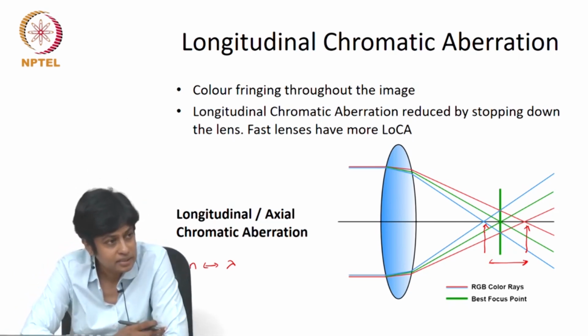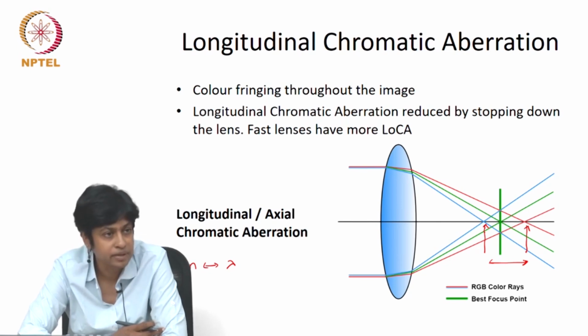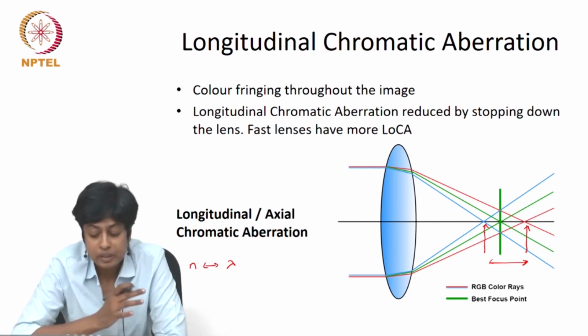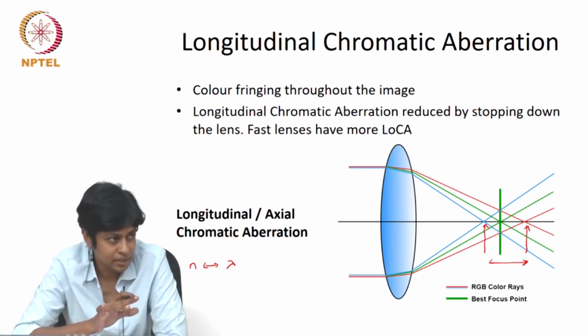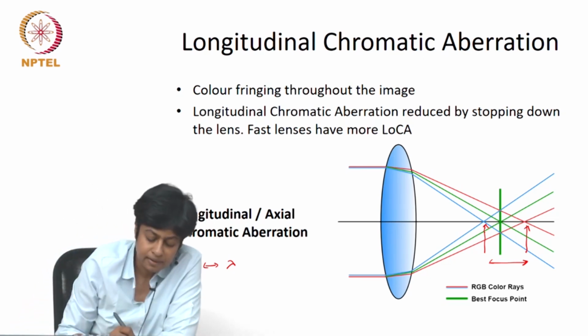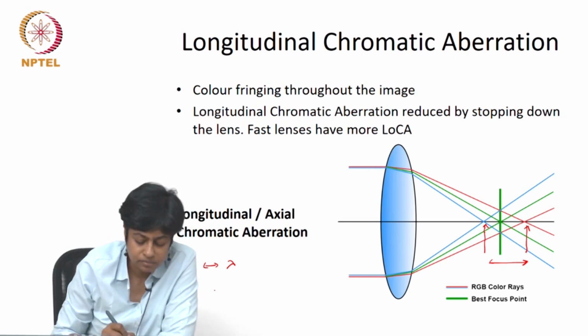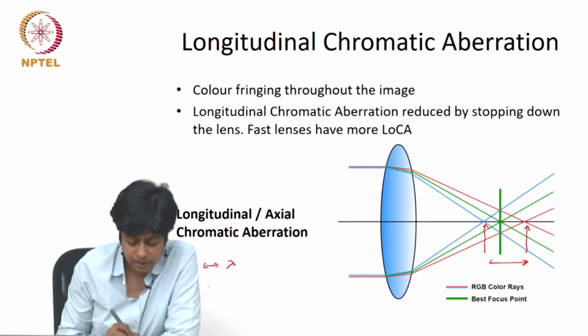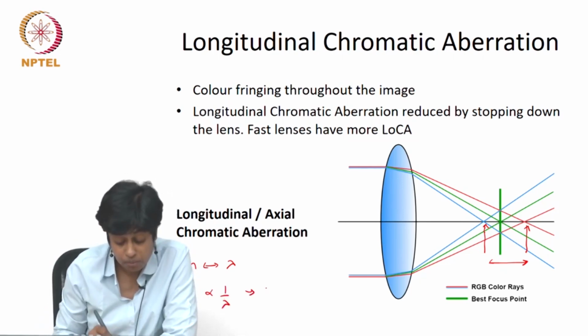Why does this arise this way? Why is it that the blue rays, the shorter wavelengths, tend to focus closer? It's because most optical materials have n and lambda inversely related. So n is inversely related to lambda for most optical materials.